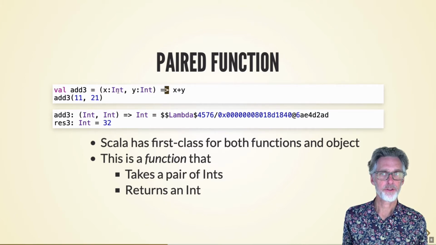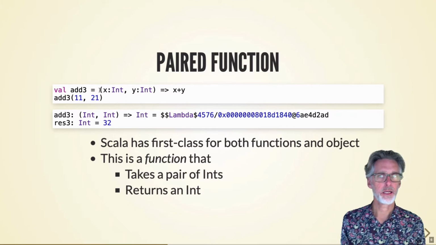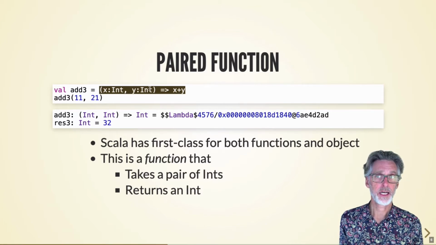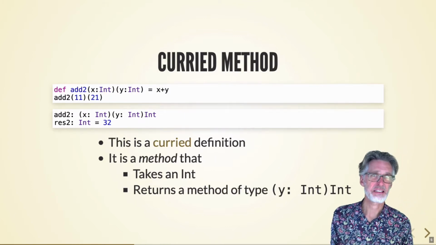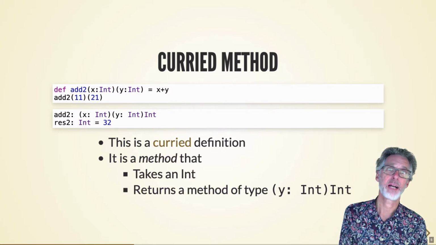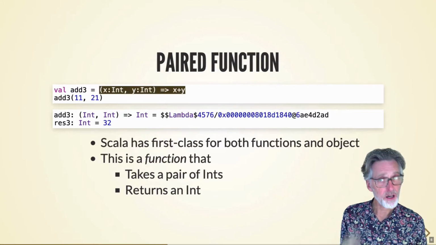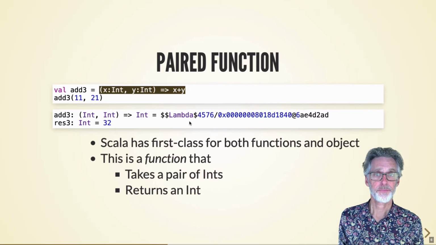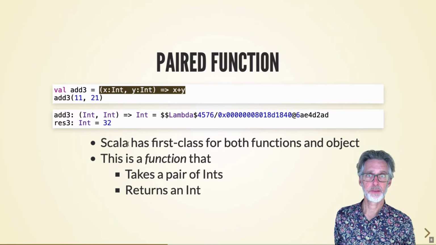This add3 is a function that takes a pair and returns an int. And you can see when I declare it in Scala, I have a value. This is not a method, this is actually a first-class value that I can store somewhere. Note that methods aren't really first class. I can't pass a method around without somehow involving its object. But functions are first class. I can store them in values and I can pass them around. So this is a function, again, that takes a pair of ints and returns an int.